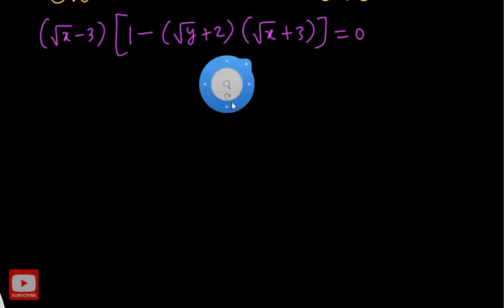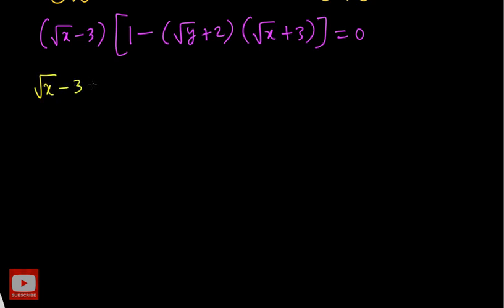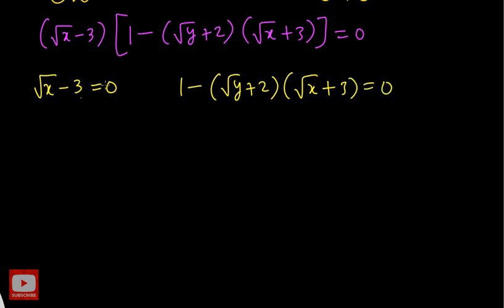So we can equate each of the factors to 0. We can equate root x minus 3 to 0, and we can equate 1 minus root y plus 2 times root x plus 3 to 0. Okay, so from the first one, we get root x equal to 3, and if you square on both sides, you get x as 3 square, which is 9, right? So x equal to 9, we got one possible solution.